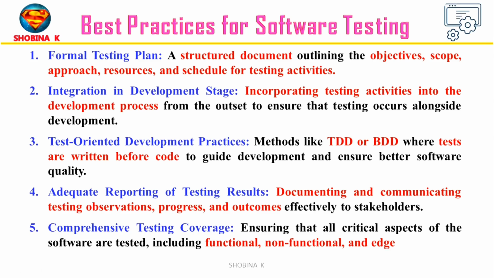And then adequate reporting of test results. We need to document and communicate test observations, progress, and outcomes effectively. So it provides stakeholders with visibility into the testing process and results. Next, comprehensive testing coverage. Make sure all the critical aspects of the software are tested, including functional, non-functional, and edge cases.